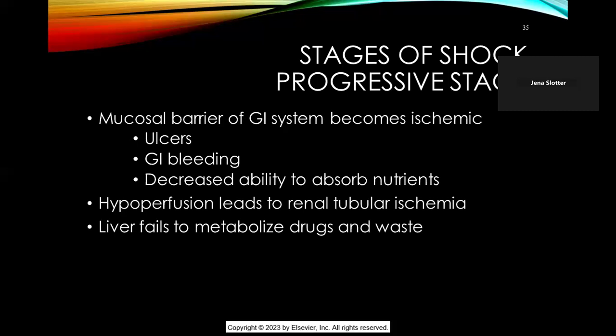So this is still the progressive stage. You're going to see issues with the GI system, the mucosal barriers. After a while, you're going to start seeing ulcers, GI bleeding. Patients won't be able to absorb nutrients because of the hypoperfusion. You're going to have kidney issues.